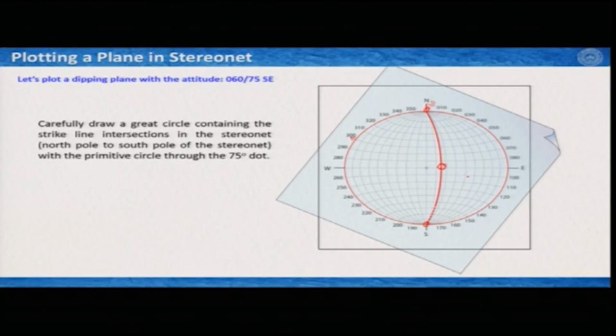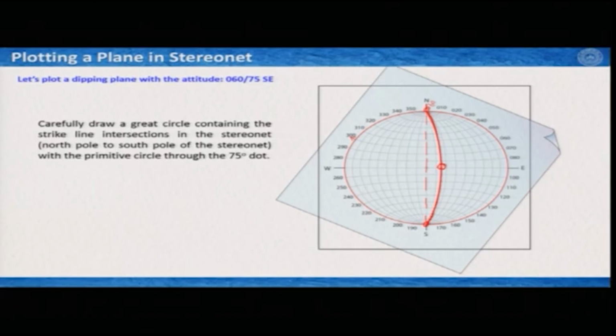These other great circles which are printed below would guide you to draw the great circle. Please note, you cannot draw a straight line. If you draw a straight line, then you will indicate that your plane is actually vertical, but this is not, because it is dipping 75 degree towards the southeast direction. So, this is how you carefully draw a great circle containing north pole, south pole and the dip angle 75 degree that you have plotted on the stereo net.